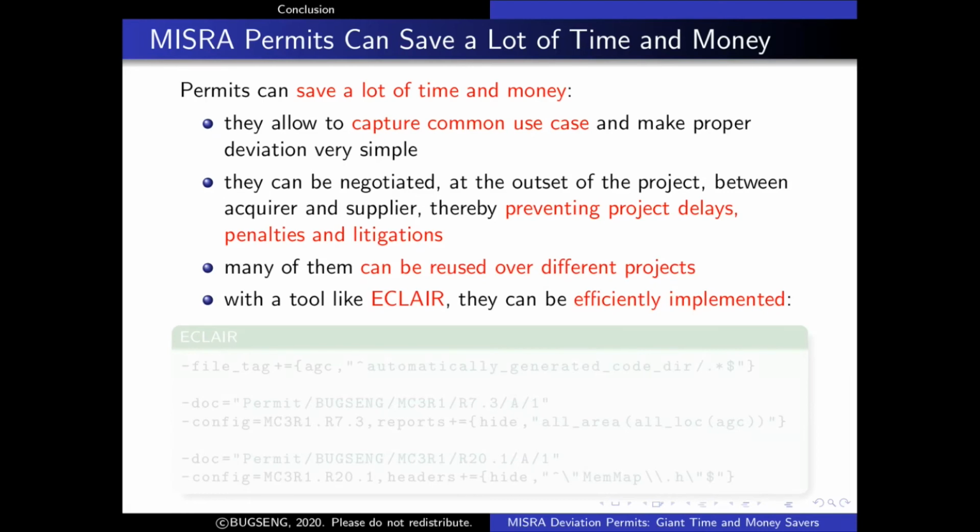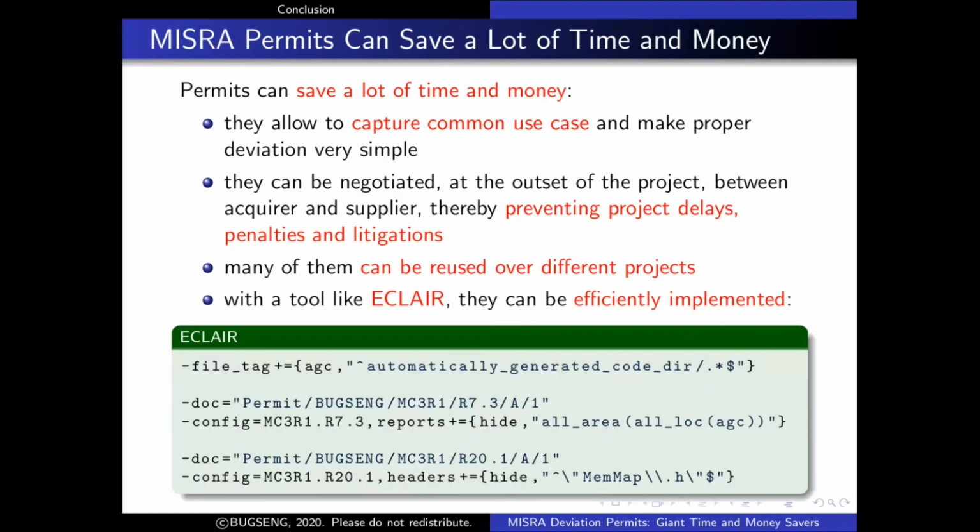implemented. What is the point of efficiently implementing the permit? It's basically automatizing the verification of the requirements. You remember? The final part of the deviation permit is a requirement. So here, two of the examples I have made are captured into an Eclair configuration. Let me go through it very quickly.